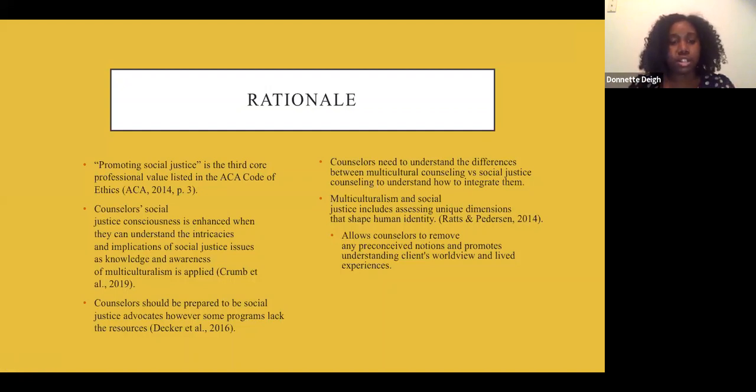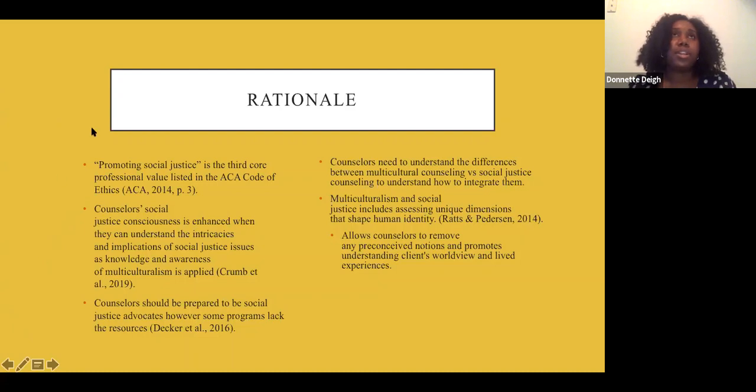And we want you to understand that these are the issues that we need to know in order to enhance our clients' quality of life, right? So counselors should be prepared to be social justice advocates.